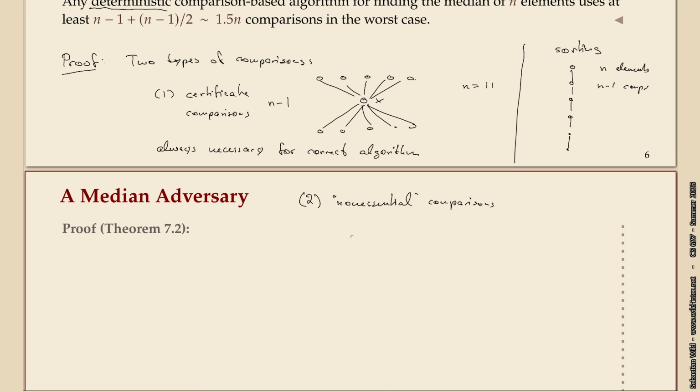So a non-essential comparison is one that's not part of the certificate. In particular, any comparison that compares an element that's strictly larger than the median to another one that's strictly smaller than the median doesn't help us find the median. Okay?